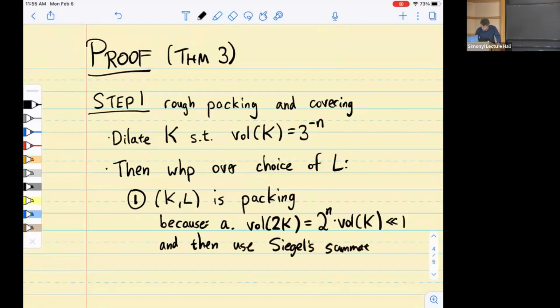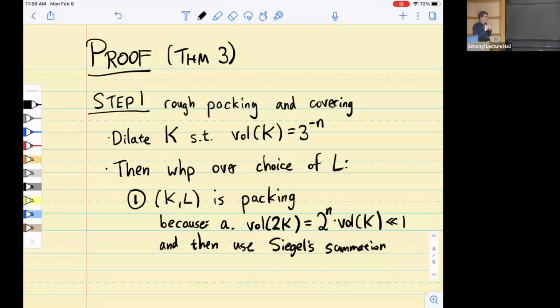So Siegel's summation. You're asking what properties we need of random lattices, and this is one of the main properties. It's called Siegel's summation formula, and it says something very nice. If you have any set in space, and you're asking what's the expected number of points that a lattice has in that set. So take some ball, and take a random lattice. How many lattice points are there in the ball? What Siegel tells you is that the expectation is exactly the volume of the ball.